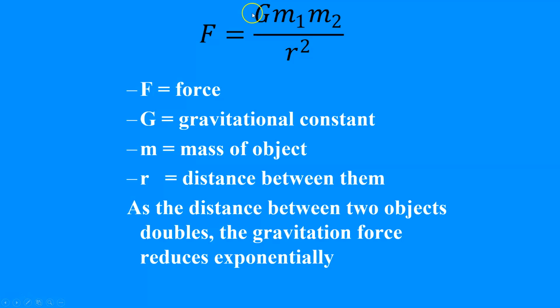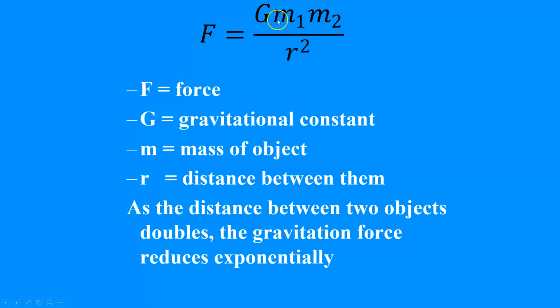All right, so that is a number you could actually look up. It stays constant, and then this would be the mass of the first object, and this would be the mass of the second object, and then r stands for the distance between the two objects.